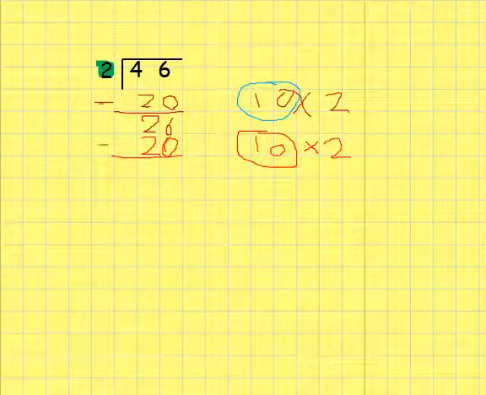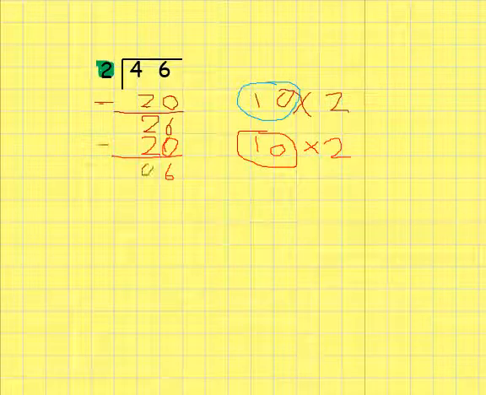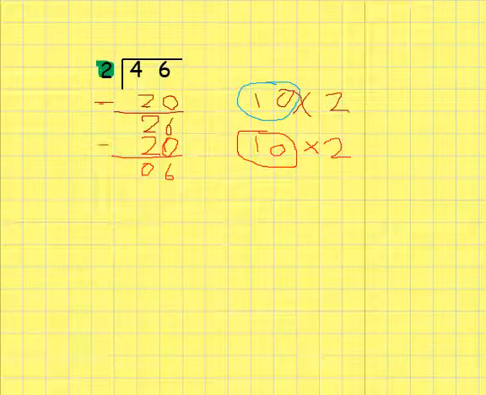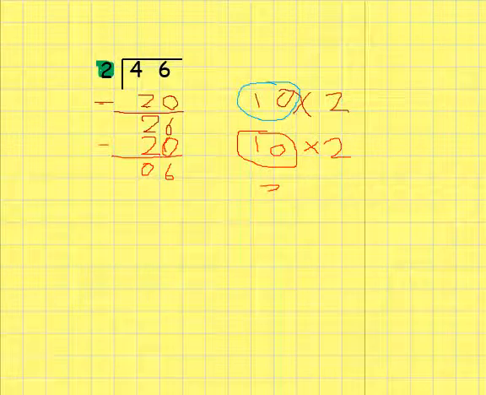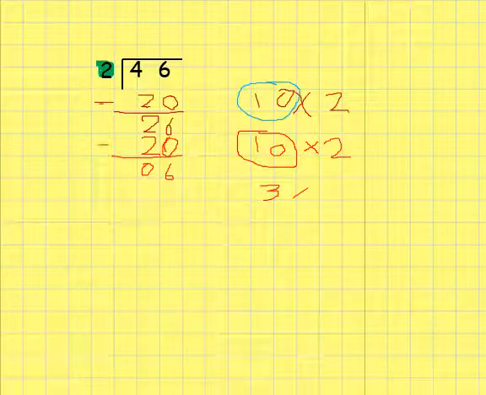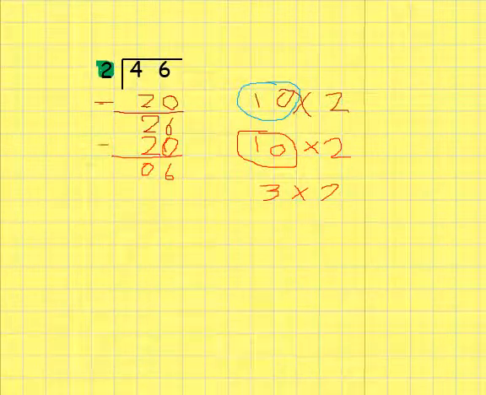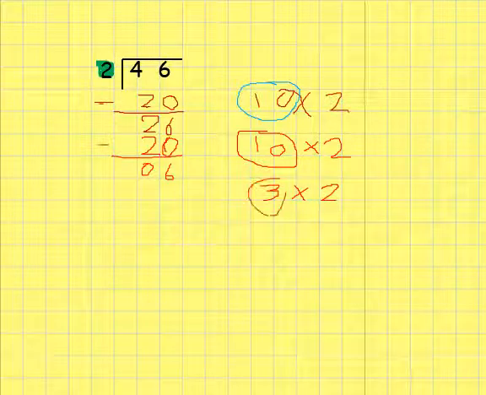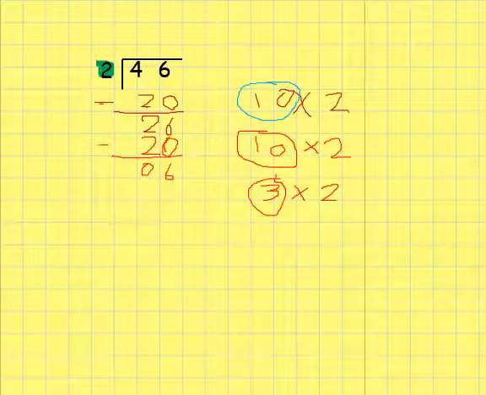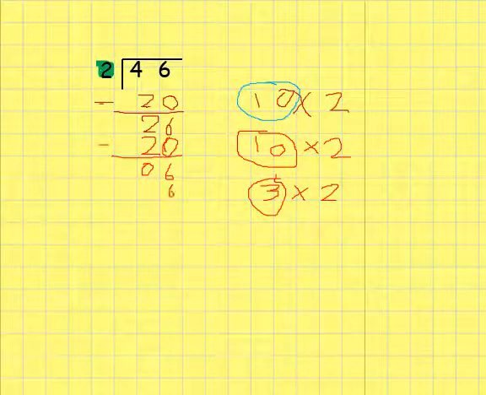If we've got 6 take away 0, that gives me 6. 2 take away 2 is 0. So I'm now left with 6, which I know is 3 times 2. And again, I need to remember to circle the correct digit, and that then gives me an answer of 6.